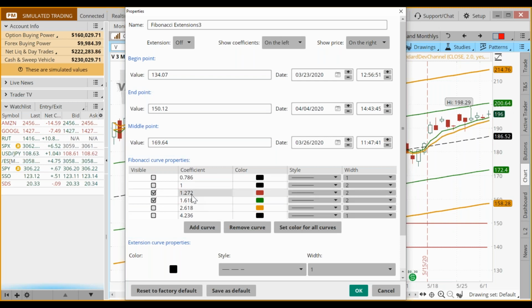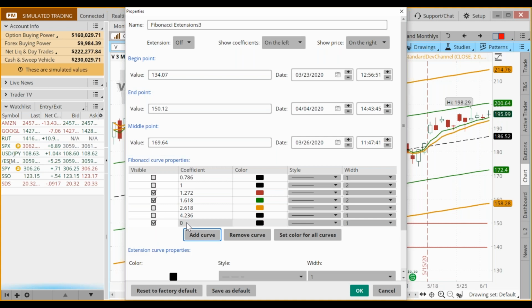And the 127, believe it or not, which I love the most, does not have it. They do not have it. So what you have to do is come down here and add a curve. Just add a curve, and if you add a curve, you can put in anything you want. So I just put in the 1.272, and once I have that saved, now I've already got that, so I'm not going to save that. You come down here and say save this now as your default.